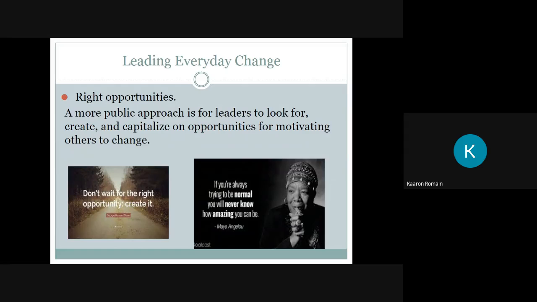Right opportunities. A more public approach is for leaders to look for, create, and capitalize on opportunities for motivating others to change. Don't wait for the right opportunity, create it. And you can see there's a picture of the great Maya Angelou. She was a great poet and a civil rights activist in America. And she quotes, "If you are always trying to be normal, you will never know how amazing you can be."